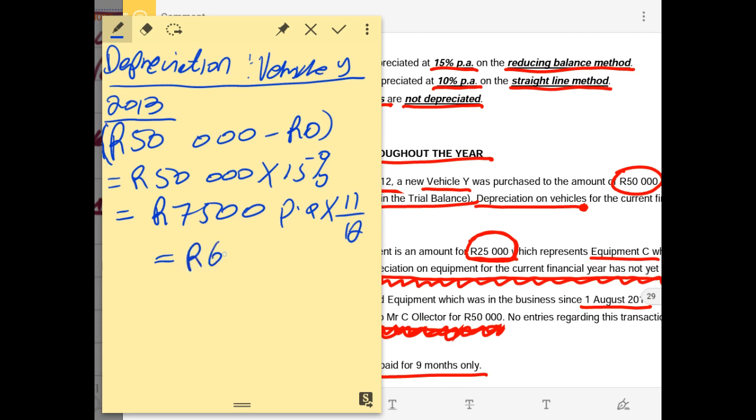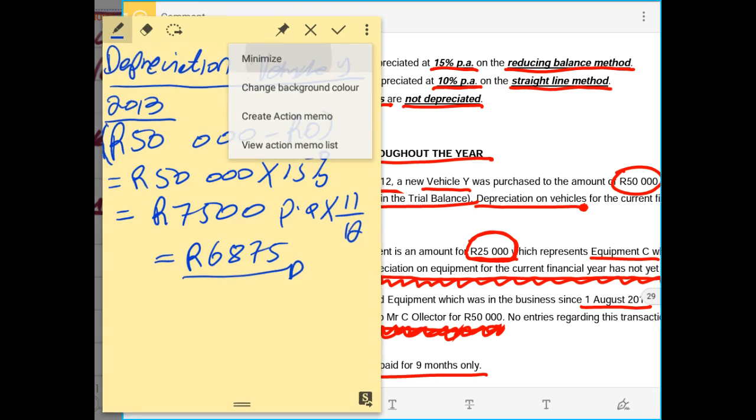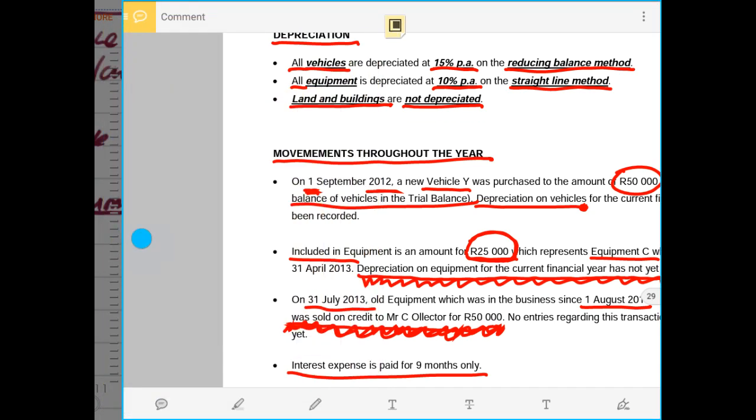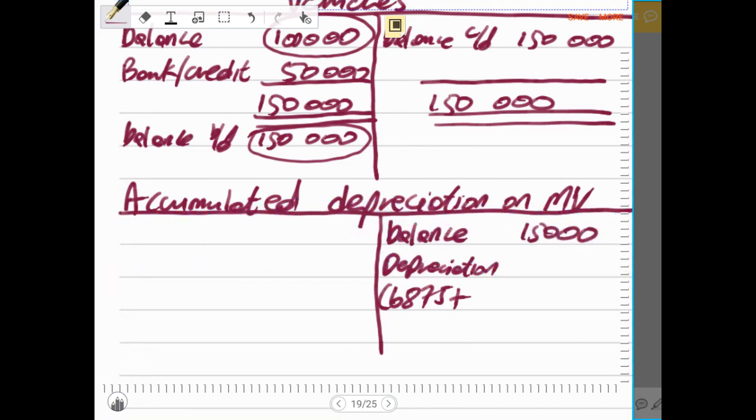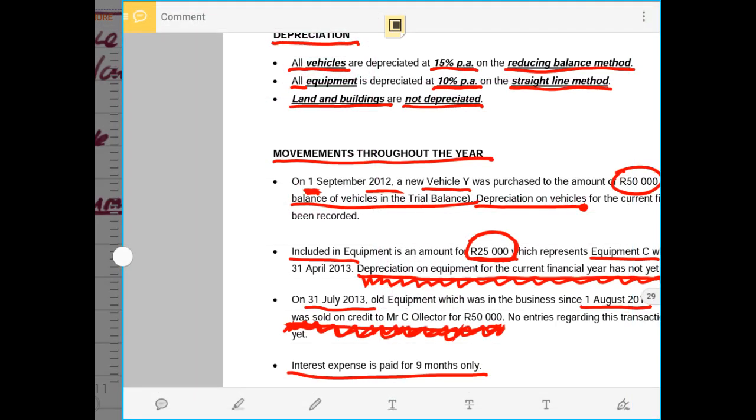And that gives me 6,875 rands. So now I can just immediately go and record the depreciation for the current year for motor vehicle Y. Depreciation, I am just opening brackets here, 6,875, because there's still another depreciation that is coming for the old vehicle that was in the business before the purchase of the new vehicle.